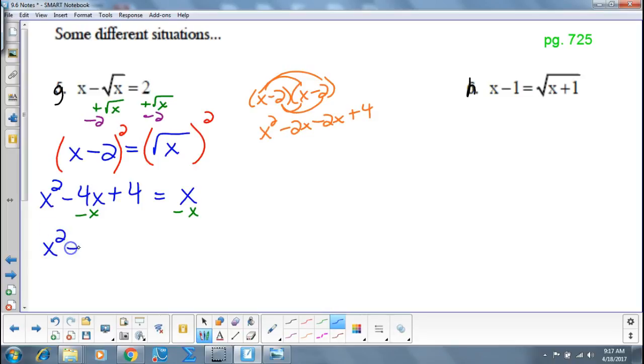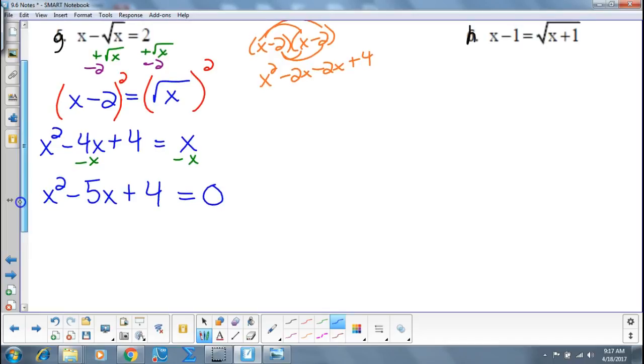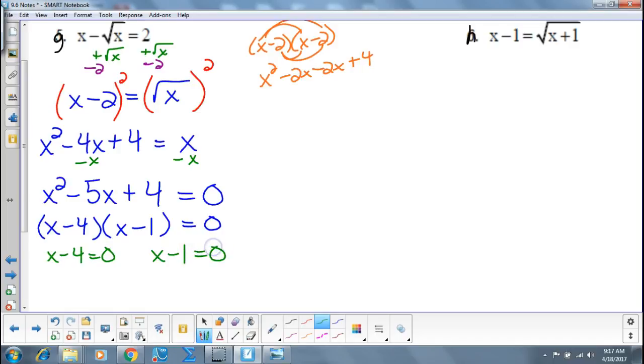X squared minus 5x plus 4 equals 0. Now what? Factor it. What does it factor to be? X minus 4, x minus 1. Now what? So it equals 0. Set those equal to 0. So that's going to be x minus 4 equals 0 and x minus 1 equals 0.